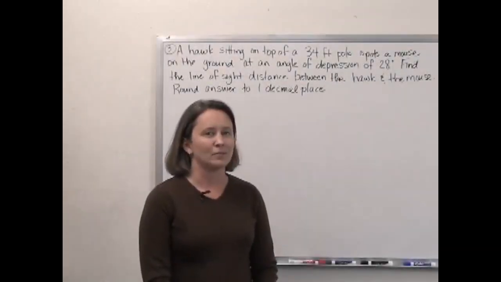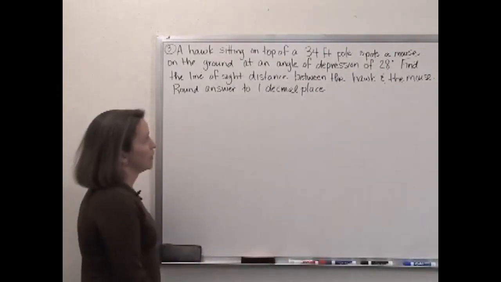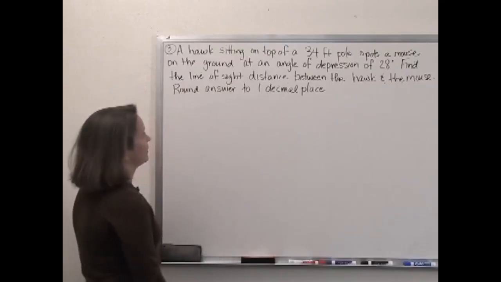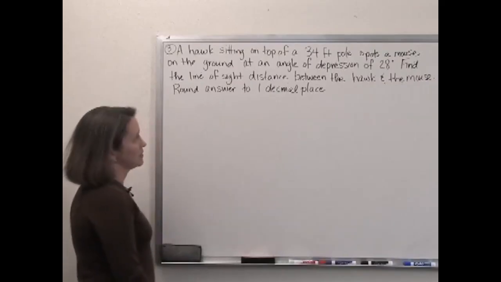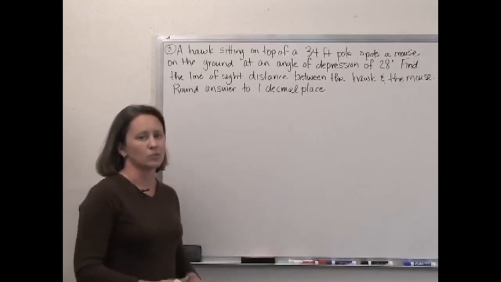Solving right triangles has many applications. Here's one. A hawk is sitting on top of a 34-foot pole. It spots a mouse on the ground at an angle of depression of 28 degrees. Find the line of sight distance between the hawk and the mouse. So clearly, before we start, we need to draw some sort of a picture.